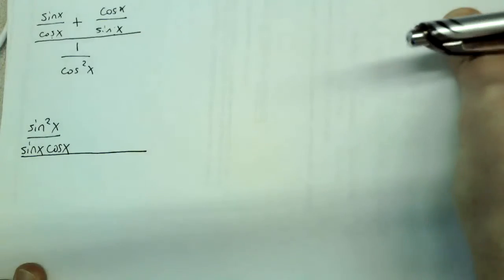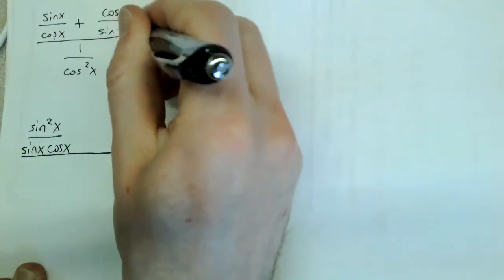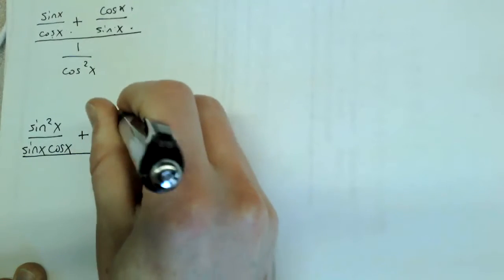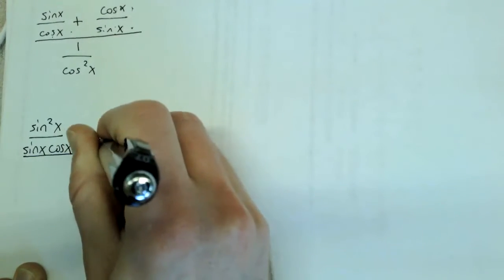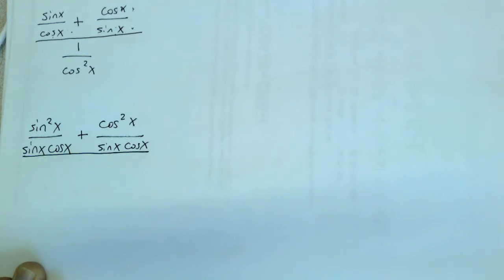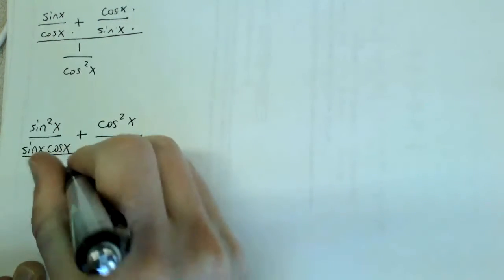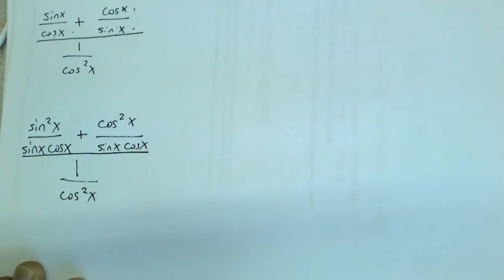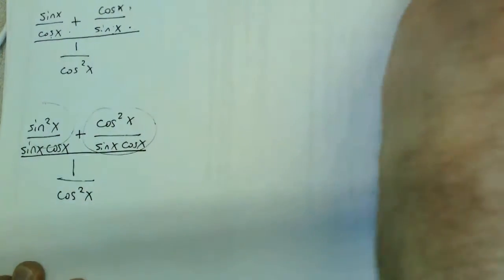And then multiplying top and bottom of this expression by cosine, I get cosine squared x over sine of x cosine x. Is that okay? The bottom, like I said, is already a single fraction. It doesn't need to be modified, so I'm not going to change it at all. All right, so now that these two guys have common denominators, I can combine them into a single fraction. So let's go ahead and do that.